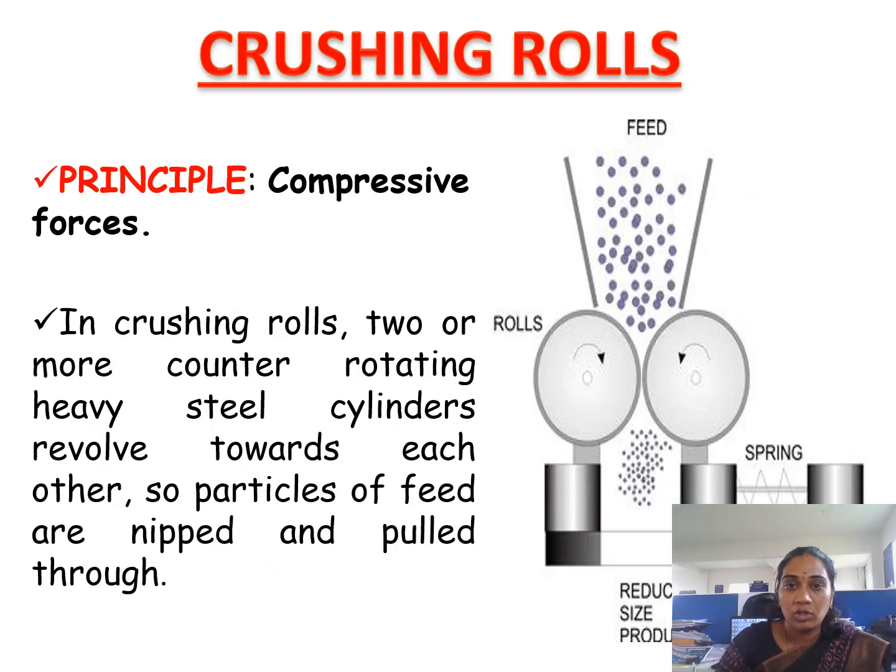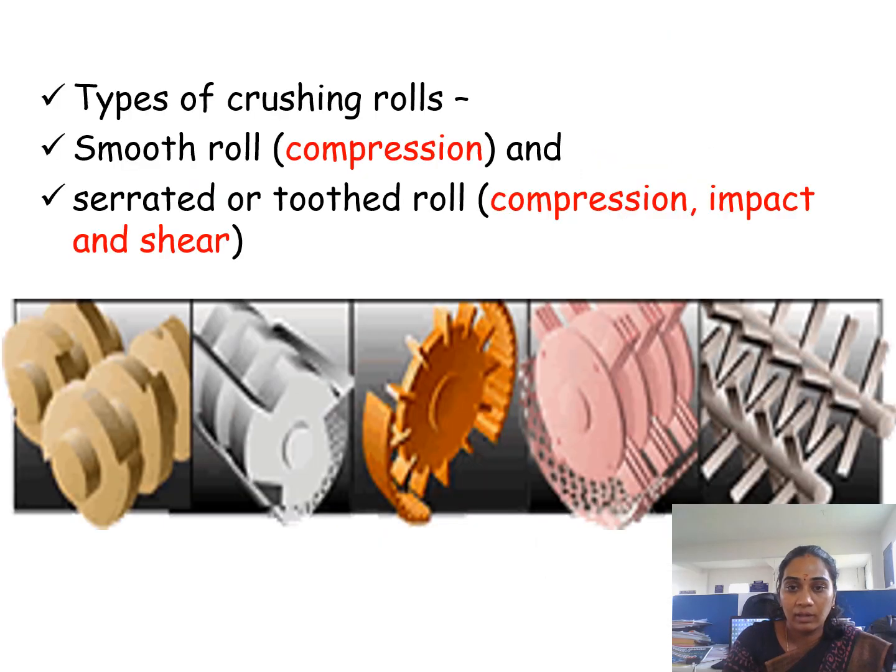So next is the crushing rolls. Here, by compressive action, the size reduction will be taking place. Here we have two cylindrical rollers, where the material will be fed between the two rollers, and the two rollers will be either rotating in the same direction or in opposite directions. When it passes through the gap between the rollers, compression will be taking place. So the material will get reduced in size, and at the bottom we will be collecting the material.